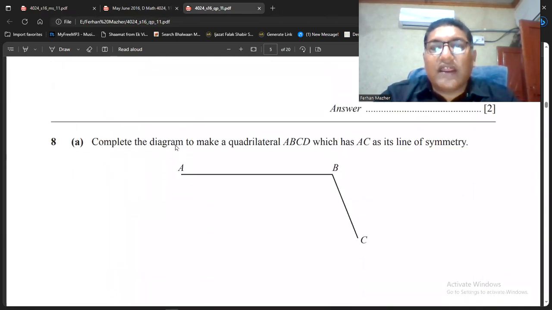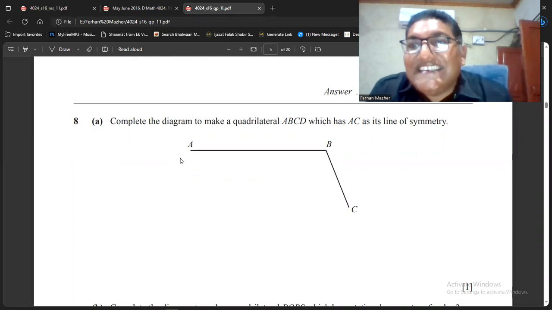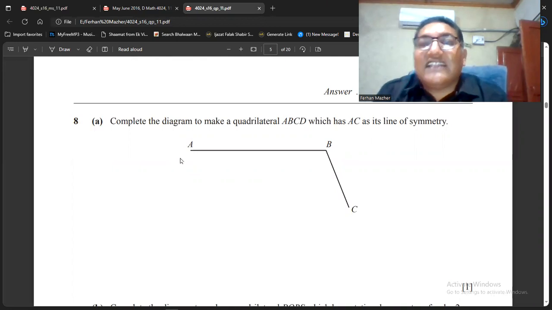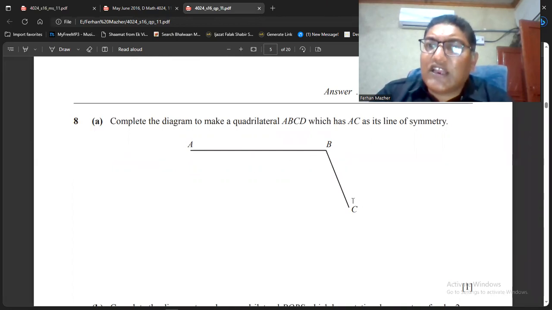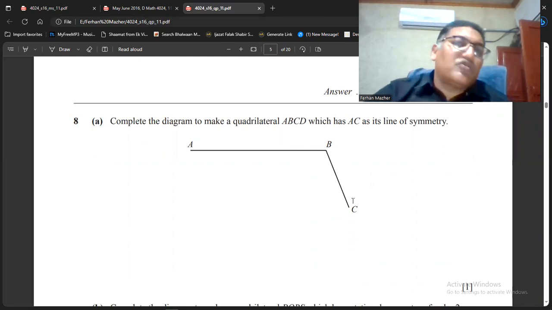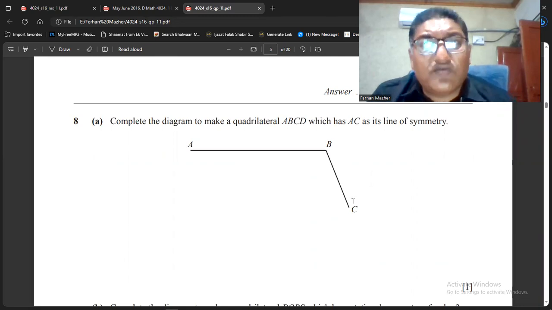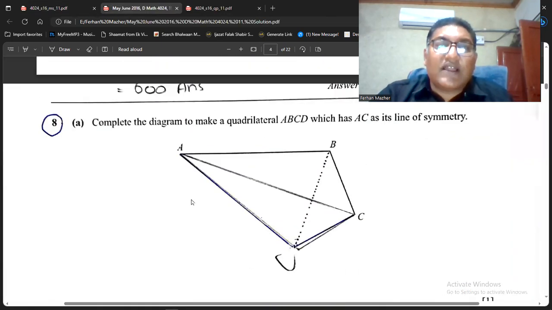That is question number 8, part A. He says, complete the diagram to make a quadrilateral ABCD, which has AC as its line of symmetry. You see, this AC is the line of symmetry. If AC is the line of symmetry, then A and C both are on the line of symmetry. A line of symmetry is like a line of reflection. Because A and C both are on the line of symmetry, we do not need their image, but for B, it's like a reflection, okay? So I will find the image of B, and then we will have the exact value.